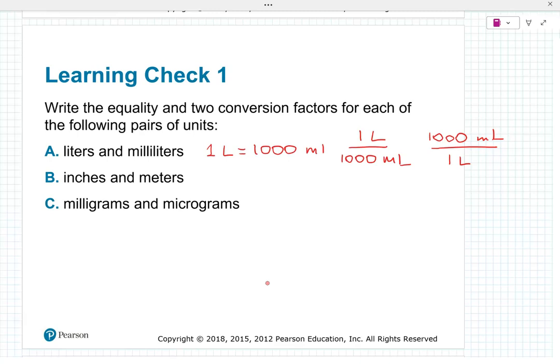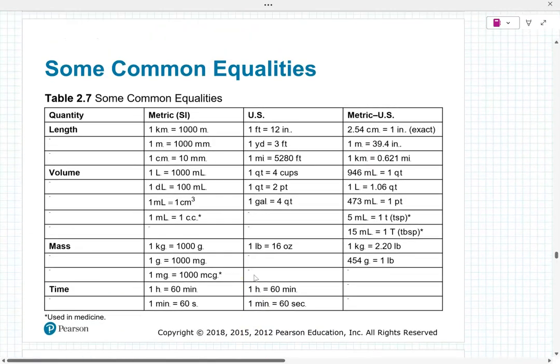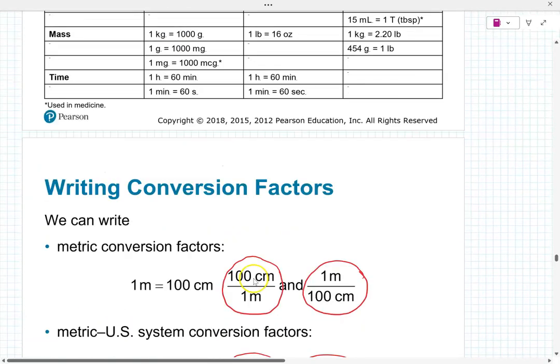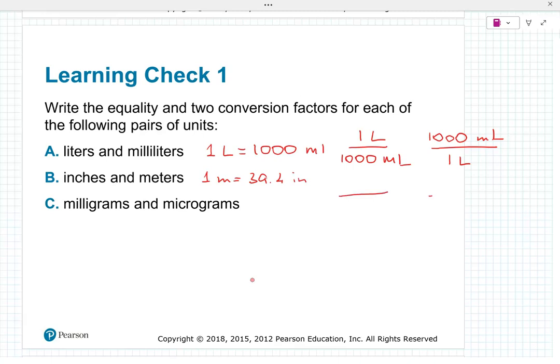Inches and meters. I don't remember. What is it? 39.4 inches. So 1 meter equals 39.4 inches. Okay? What are the conversion factors? What should I write? And the opposite. Very good.